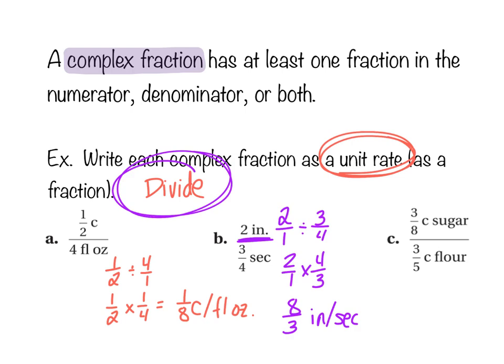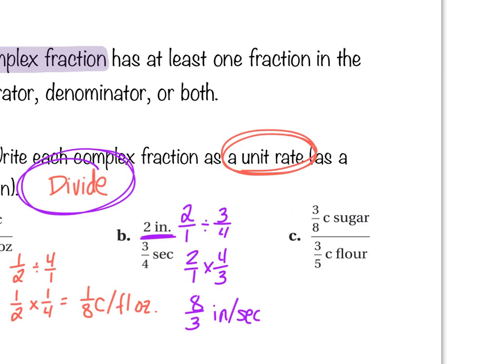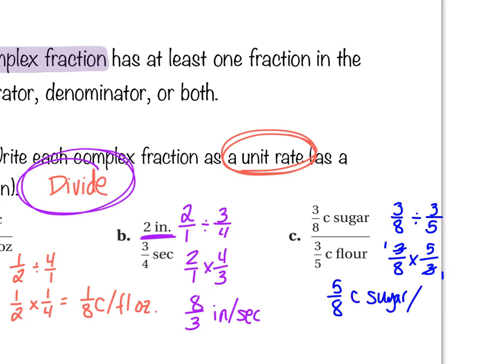And then the last one, they are both fractions. So 3/8 cup of sugar divided by 3/5 cup of flour. So another recipe. So 3/8 times 5/3. Keep, change, flip. The 3's cancel, and you get 5/8. And then we label. It's really important we label. So 5/8 cups of sugar per cup of flour. So 5/8 cup of sugar for every 1 cup of flour.